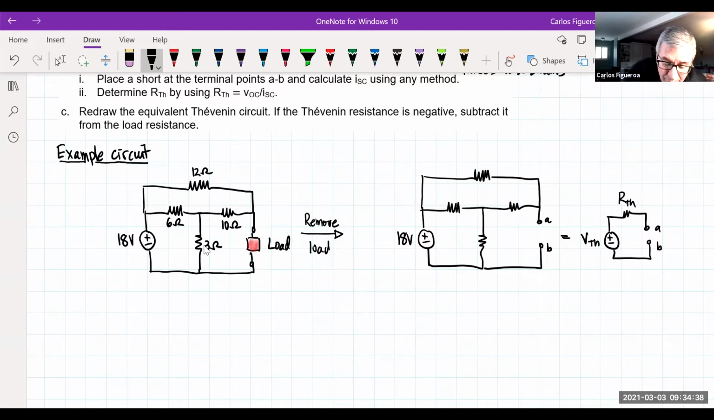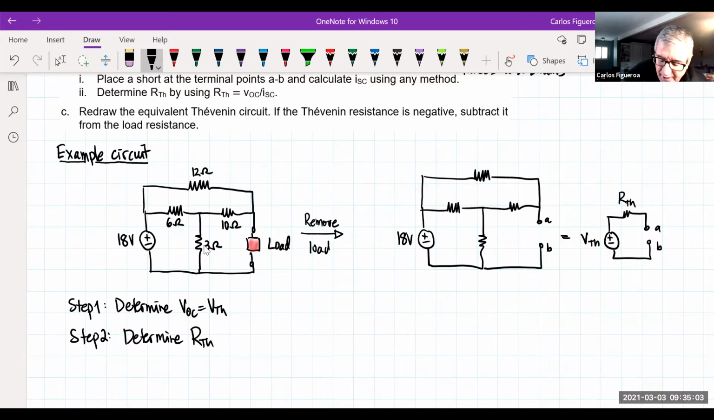Okay, so step one is that you want to determine VOC, which is the same as the Thevenin voltage. And then step two, we want to go determine RTH using two methods.